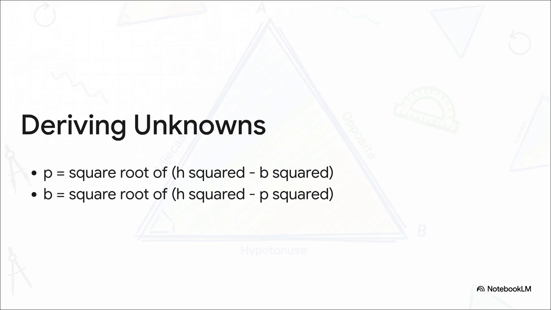It means you are never truly stuck. If you're missing a piece of the puzzle, this formula lets you reverse engineer the truth and find exactly what the shapeshifters are hiding. Need the perpendicular? You calculate p equals the square root of h squared minus b squared. Need the base? It's b equals the square root of h squared minus p squared. You now have the ultimate power to solve for the unknown.